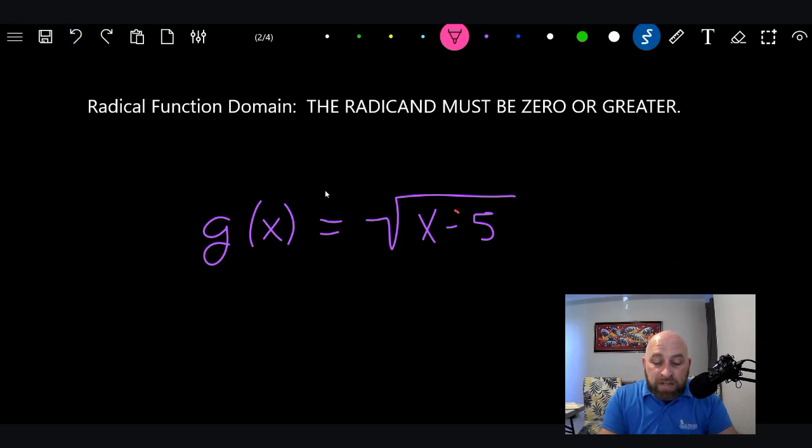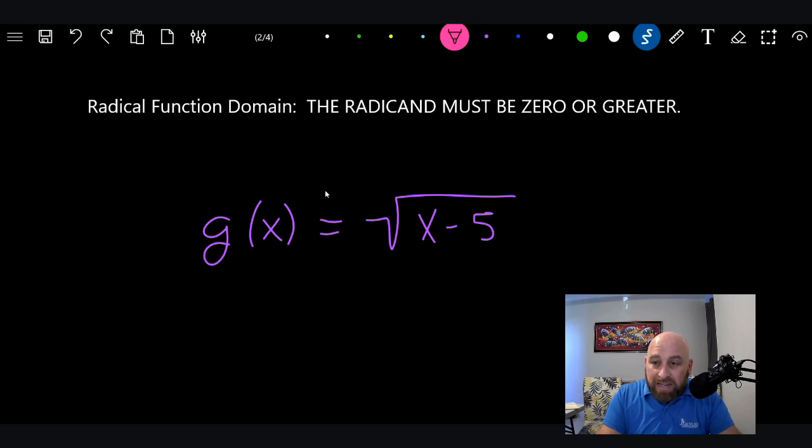There's no way inside a square root sign to have a negative. And you say, but there's a negative right there. I know. So how can we solve this? How can we figure out what the domain is for this one? Well, x has to be something that makes this positive. Here's the way that you do it.